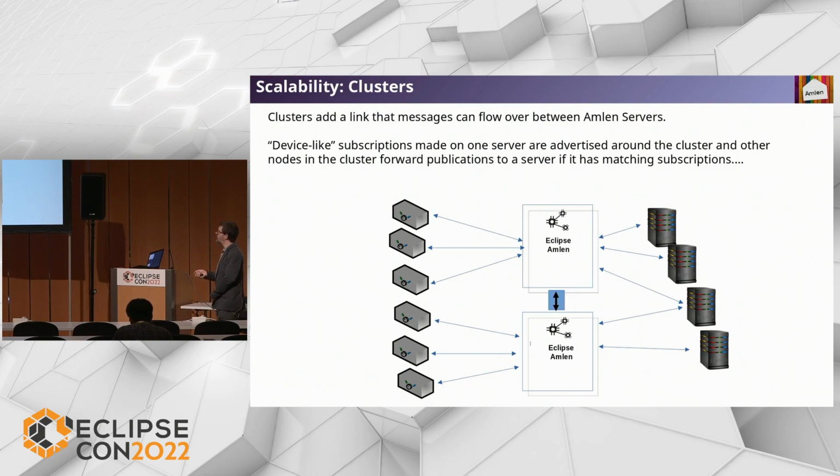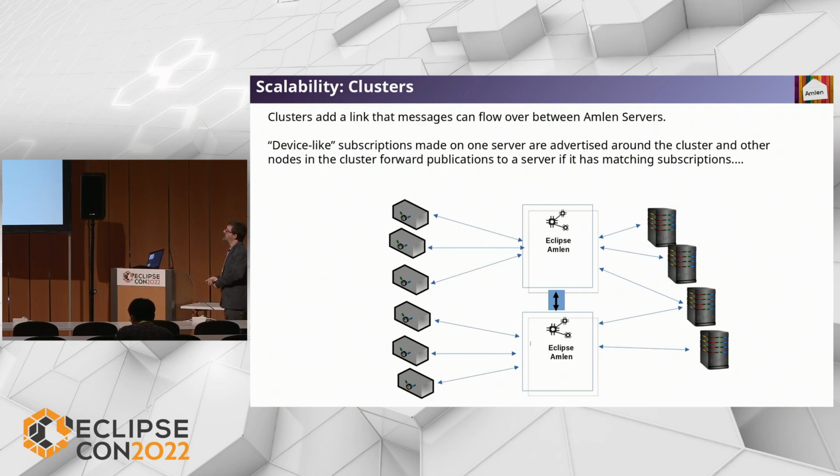If there's no link at all, and you can partition your devices across the Amlen servers, then you know each time you add a new pair of Amlen servers, that will add as much capacity as the first Amlen pair added. Whereas if nearly all your messages flow across this link, then adding another pair of servers doesn't add very much, because it has to process all the messages that the other servers are already processing as well.